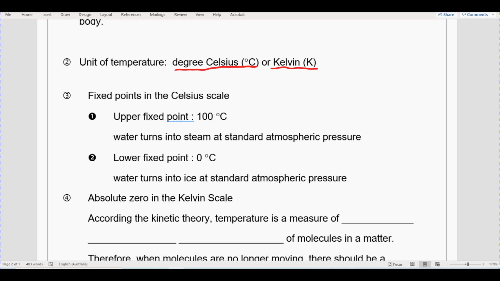So which one is more common? Normally when we watch the weather forecast or measure our body temperature, we use degrees Celsius. So degrees Celsius is the more daily life unit for temperature, and Kelvin is the more scientific unit.